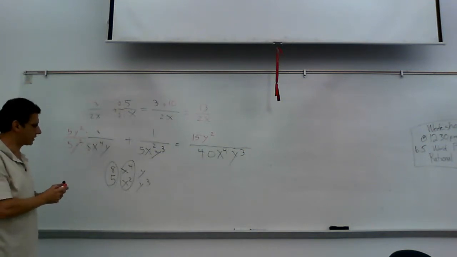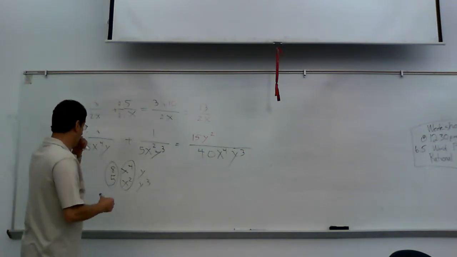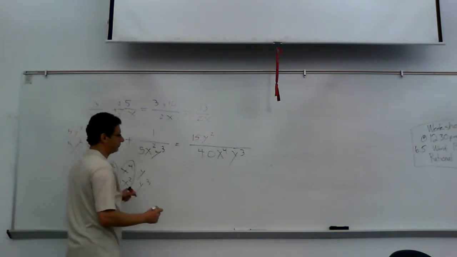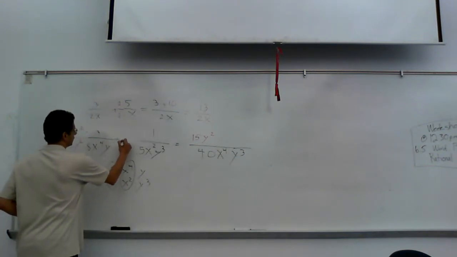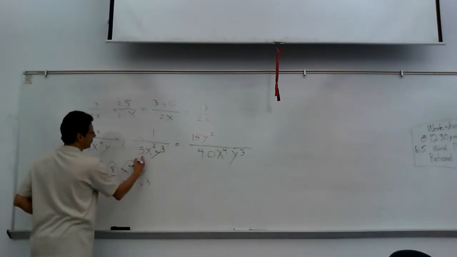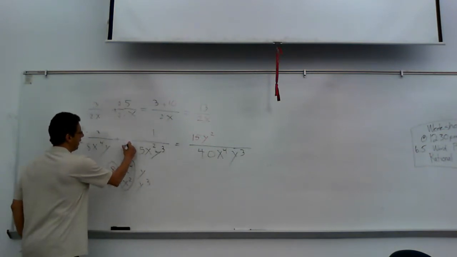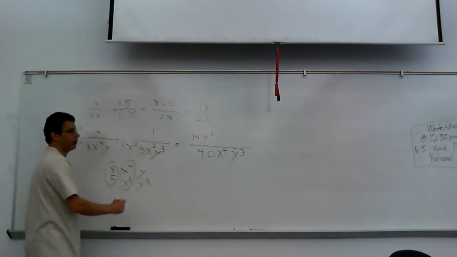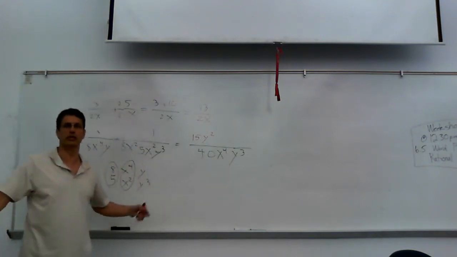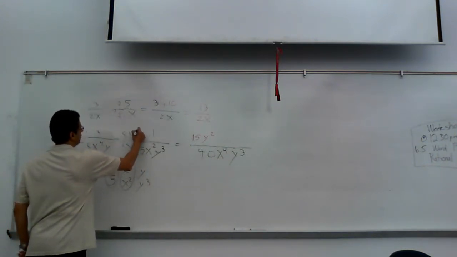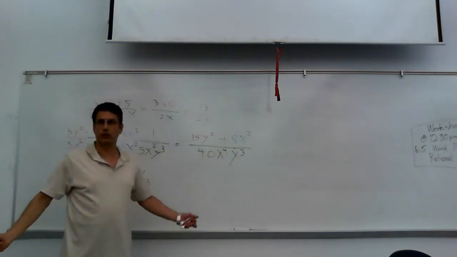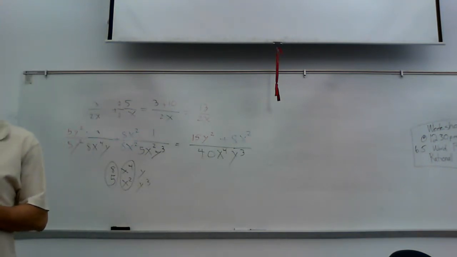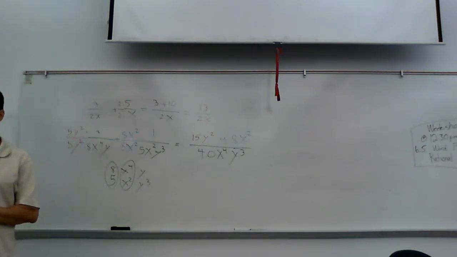All right, let's move to the second piece. What do I need here? 8x squared. So I need 8 to make 40. Then I need x squared to make x to the power of 4. Y cubed is there, I don't need it. So I need 8x squared, and the answer is what? 8x squared. And believe it or not, you're done. End of this story. Very simple. Sounds good? Everyone?